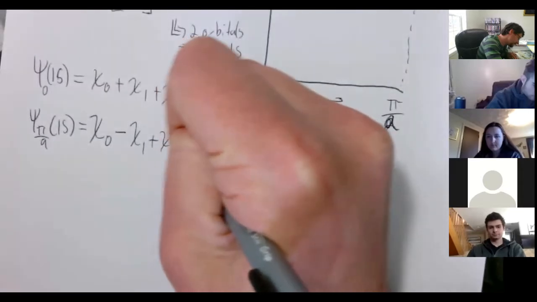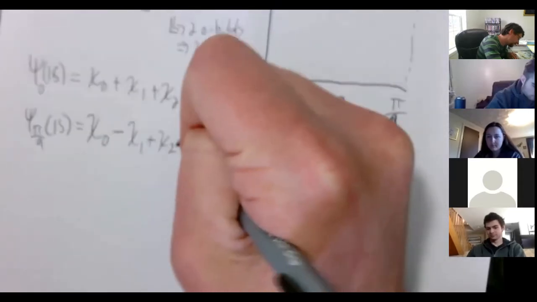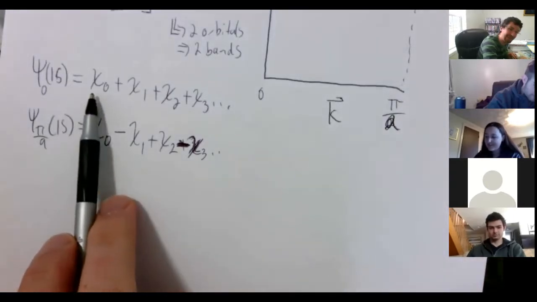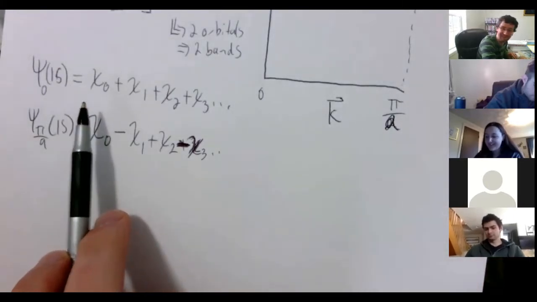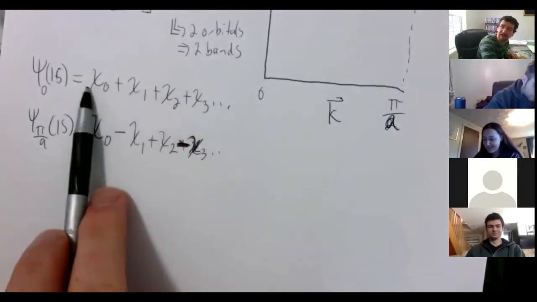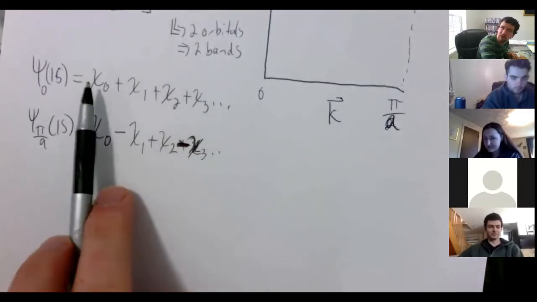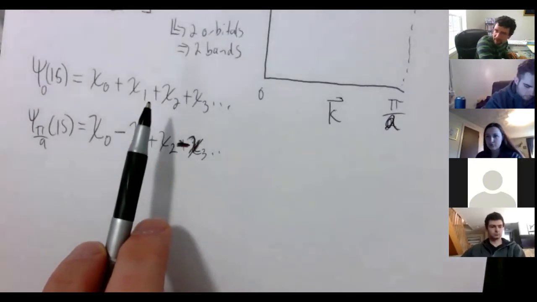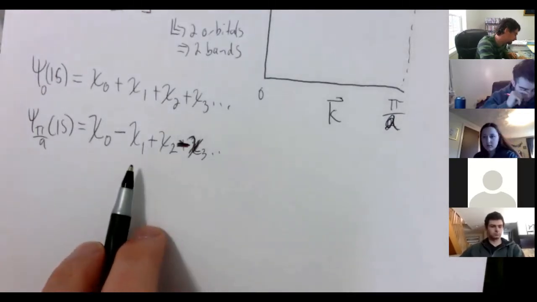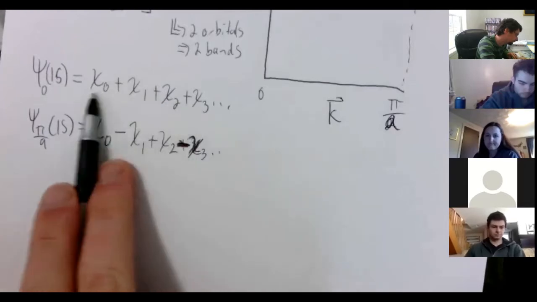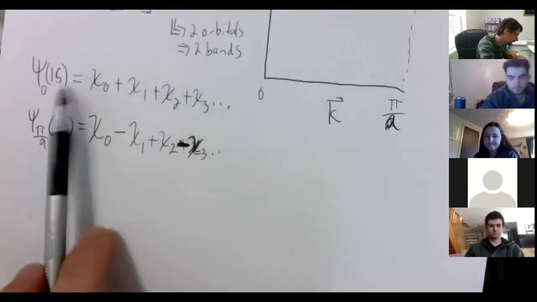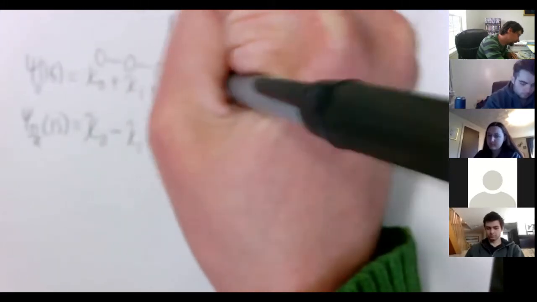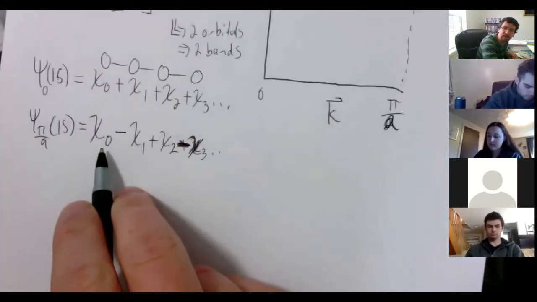Oh, it should be a minus. Sorry, no coffee today. The struggle is real. All right, now when we have this, what does the Bloch function look like here? Bonding, anti-bonding, non-bonding? Bonding. So it's going to look like this, where they're all in phase. What about this one? Anti-bonding.